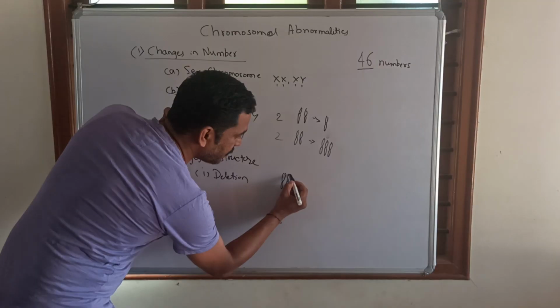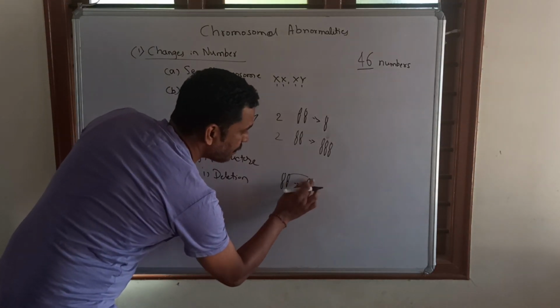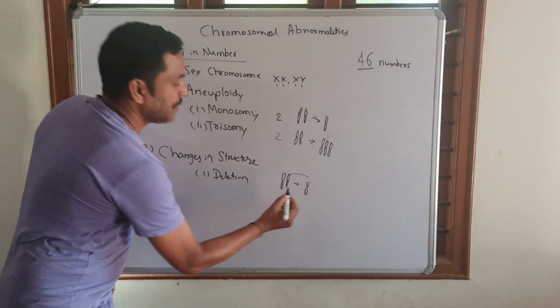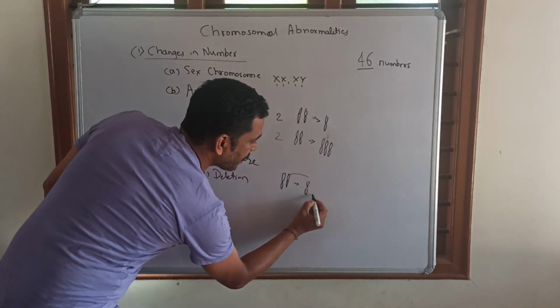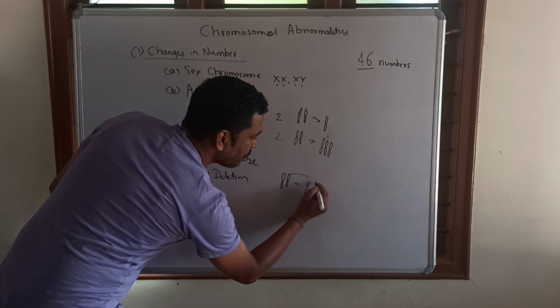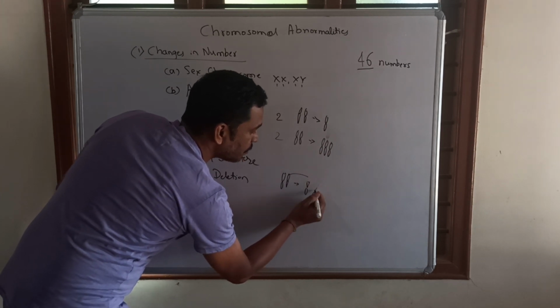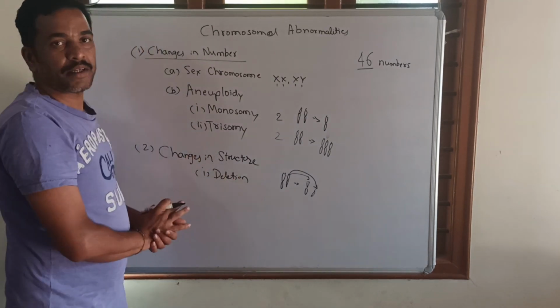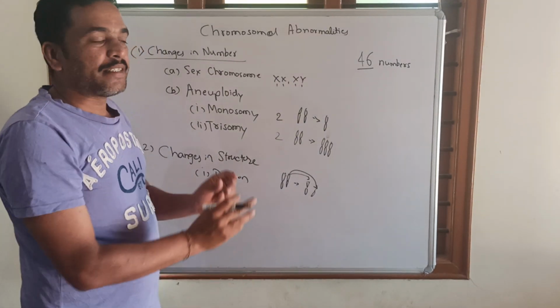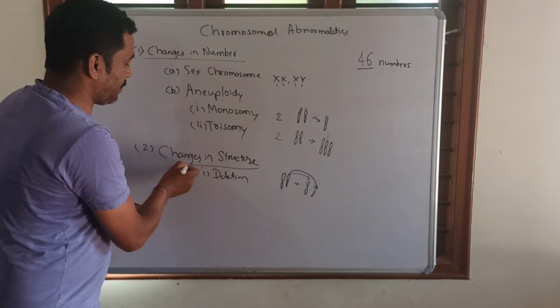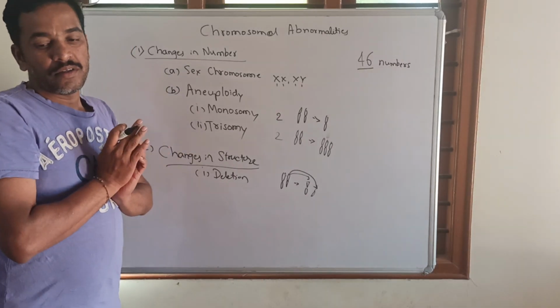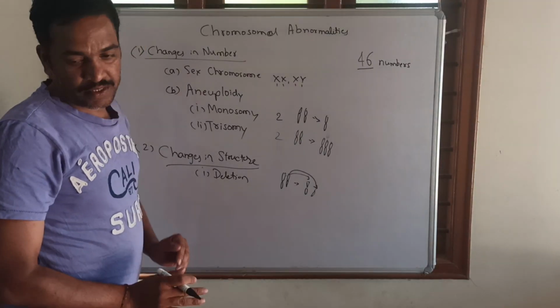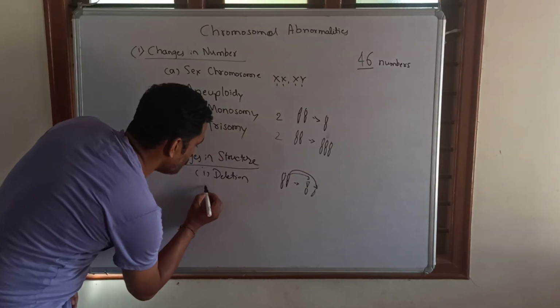Suppose this chromosome is there. If it gets deleted, or the same chromosome is there and the whole chromosome is deleted, then you can say that is deletion. Deletion is a change in structure. The first one is deletion. The second one is duplication.